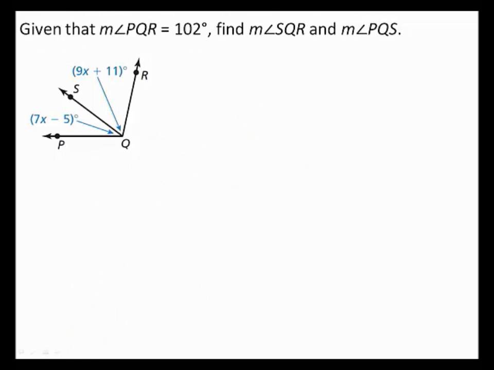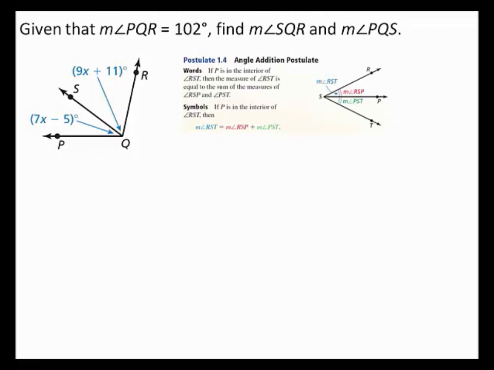Given that the measure of angle PQR equals 102 degrees, find the measure of angle SQR and the measure of angle PQS. To find these, you can use the angle addition postulate. From the given diagram, you can see that S is in the interior of angle PQR. So, by the angle addition postulate, the measure of angle PQR is equal to the measure of angle PQS plus the measure of angle SQR.